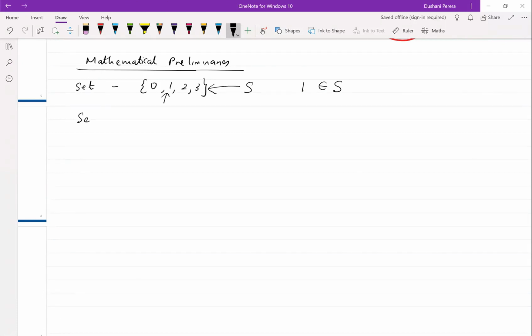Then we talk about a sequence. We said a string is a sequence of symbols formed over an alphabet. So what is a sequence? A sequence is an ordered collection of symbols. It's a collection of symbols which is ordered.